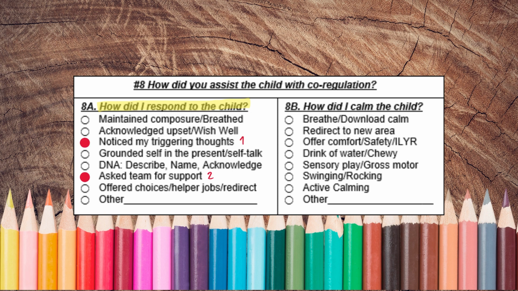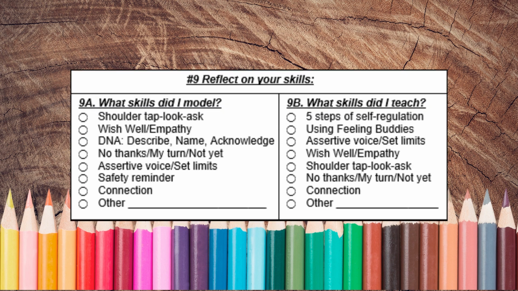In 8B, the teacher can record how they calm the child. We know the child must be calm in order to learn from their mistakes and re-engage their higher brain functions. In this box, record all of the strategies used to help the child calm their body and number the incidents. Box 9 is also new to the OOPS form. Here, the teacher can reflect on how they turned the OOPS into a learning opportunity for the child.